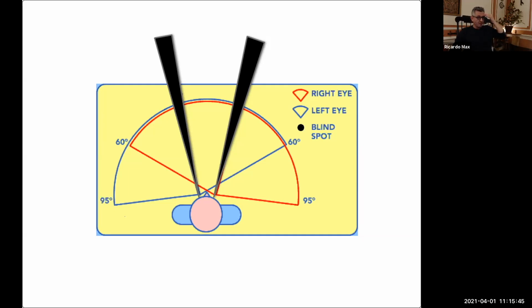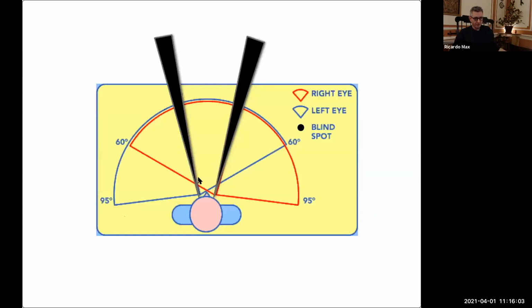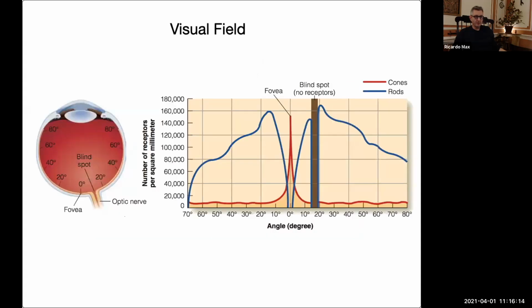Why? For three reasons. So let me explain first why we have this blind spot. So here's the blind spot. It's something like between 14 and 19 degrees away from the fovea. So if the person is looking straight ahead, the left eye has a hole this size on the right side, the opposite. Okay.